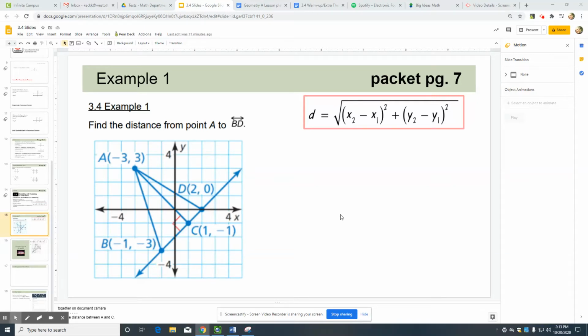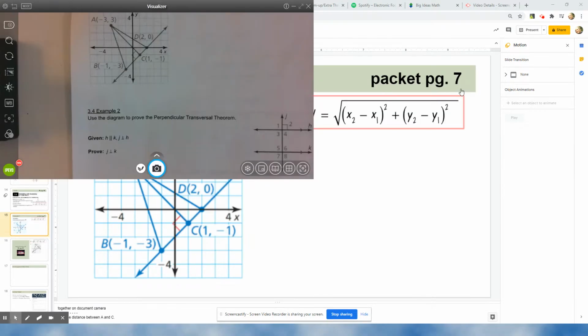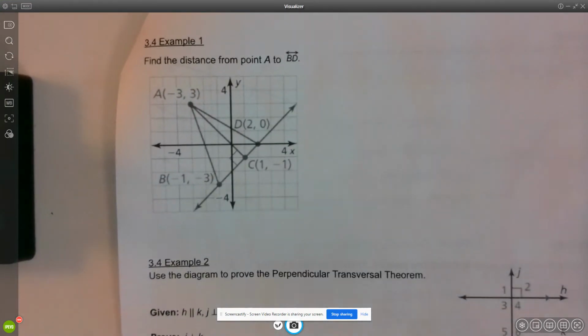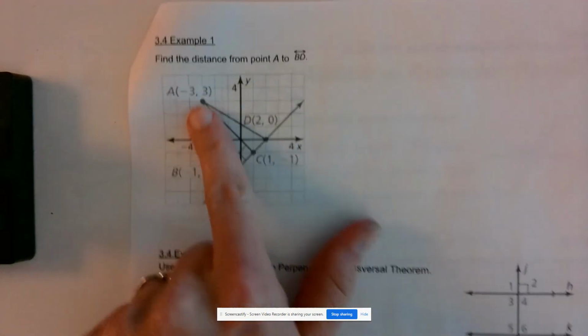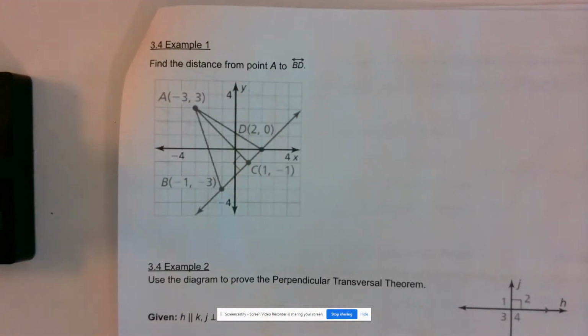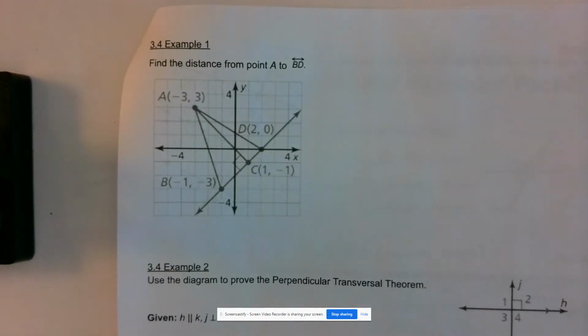This video will cover example 1 from your additional example packet on page 7. So find your additional example packet for chapter 3, and you're going to turn to page 7 and look for 3.4 example 1.